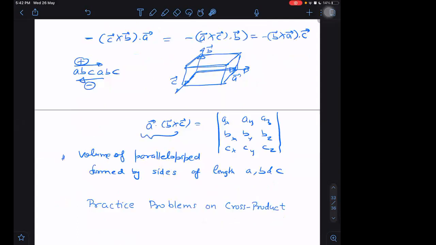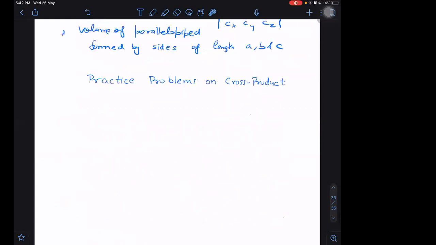And after that, you have to do the practice problems on cross product. I have given you the assignments last week only. Please start solving those problems.